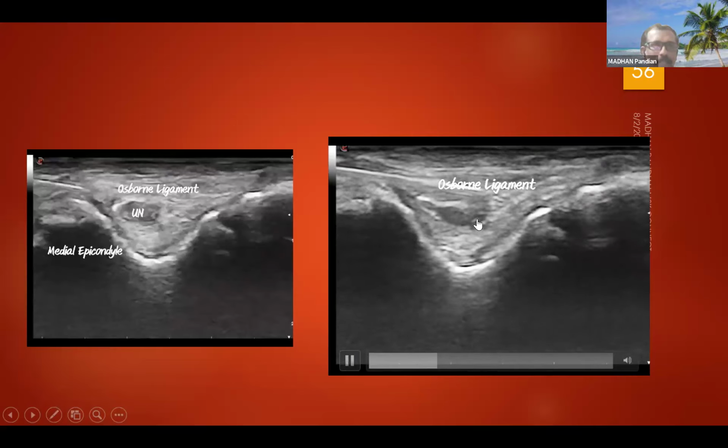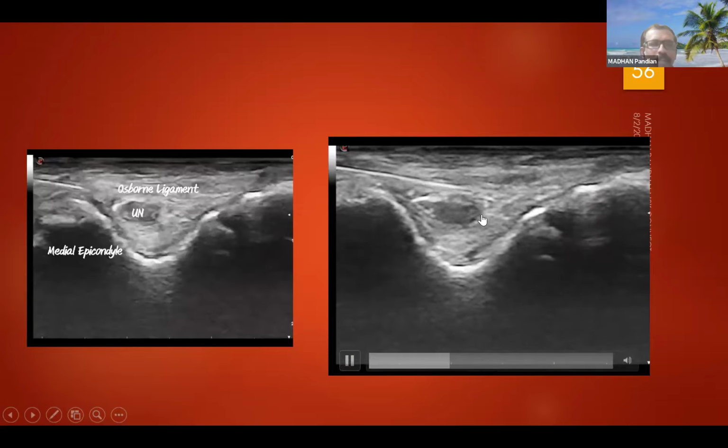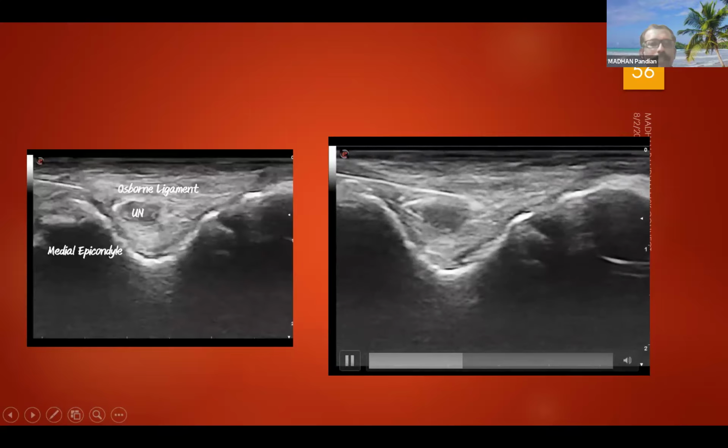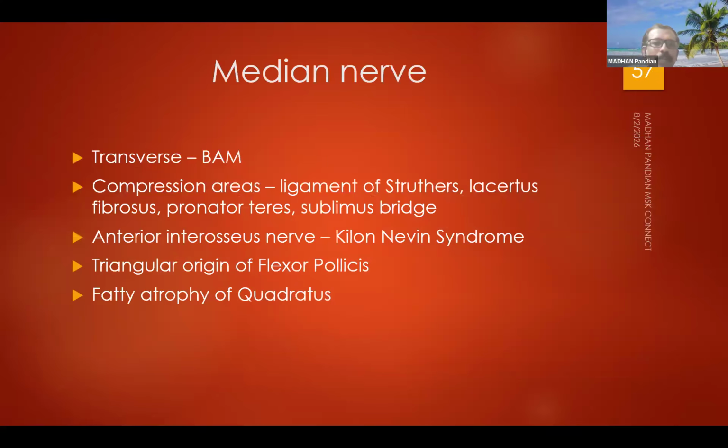So very clearly, you must do a proper hydrodissection at the cubital tunnel, and always choose one more place where you should be doing a hydrodissection, that is between the two heads of the FCU, which I'll show you now.